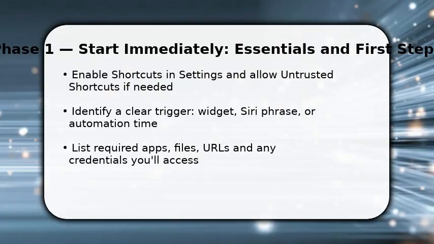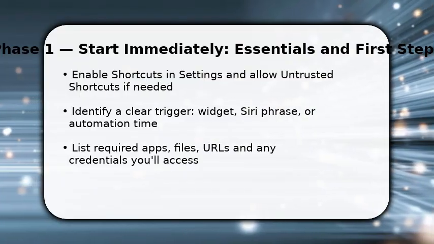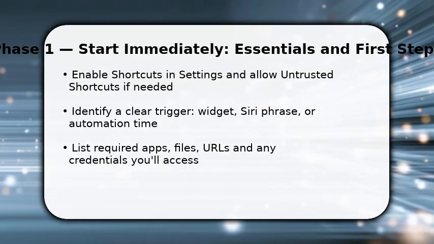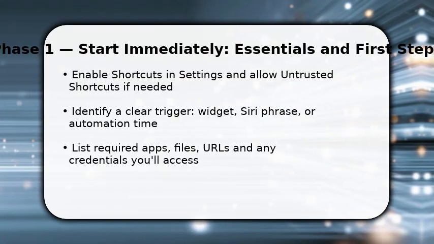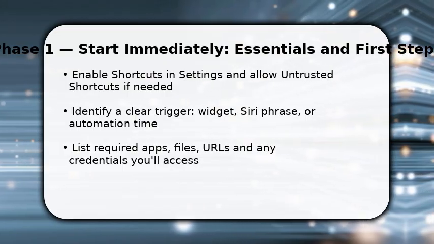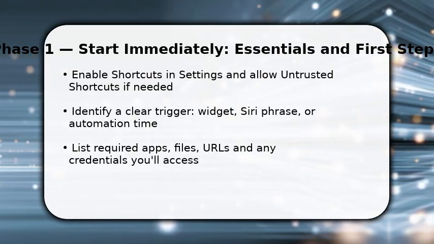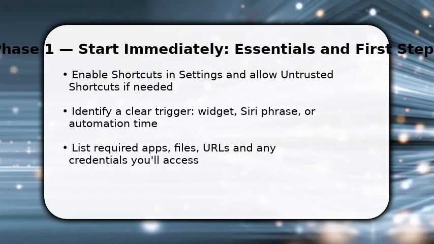You start by preparing essentials. Confirm shortcuts is enabled and permit untrusted shortcuts only if you trust sources. Next, pick your trigger: a Siri phrase, widget tap, or scheduled time. This decides how the shortcut runs.